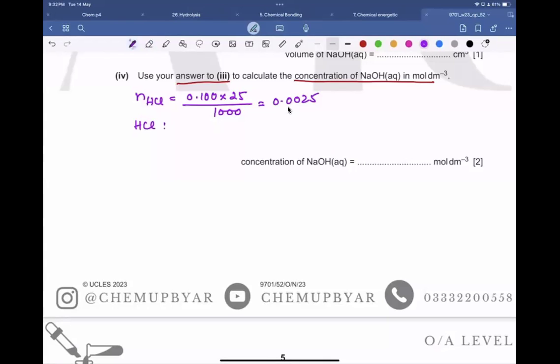So we know the ratio of HCl and NaOH. Their ratio is going to be 1:1, right? So 0.0025 is to x. So x is going to be 0.0025. Now we got the moles of sodium hydroxide. Now we have to find the concentration of sodium hydroxide. So its moles are 0.0025 and the volume that has been used is 18.0 divided by 1000 to turn it into decimeter cube.